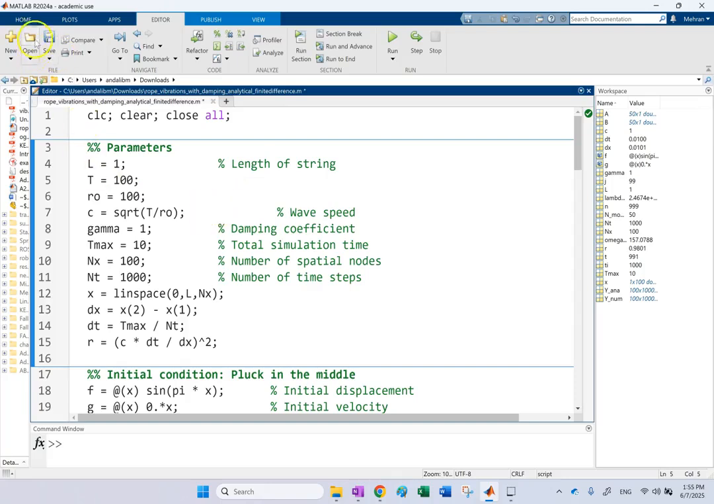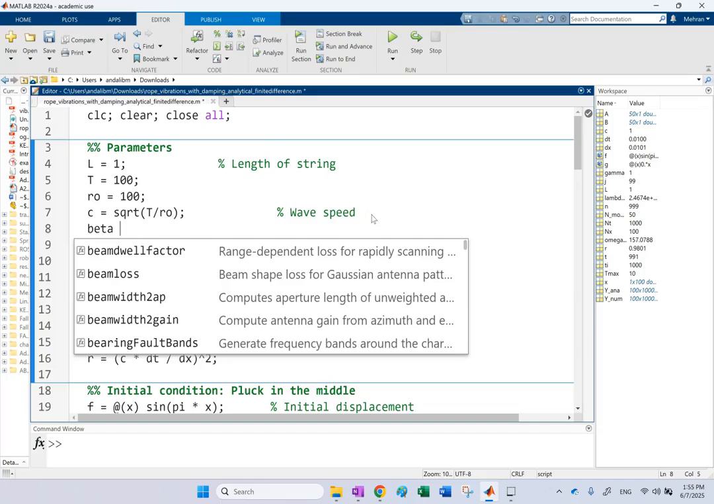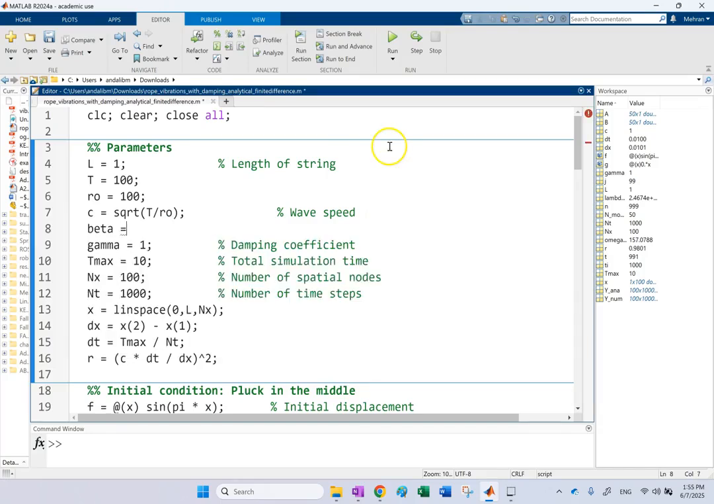And gamma is also 1 here. Remember, it was 2 beta over rho. So you can also calculate that if you want. For instance, in this case, since gamma is 1, that means 2 beta is also equal to rho. So beta should be like 50. Again, feel free to change these numbers.